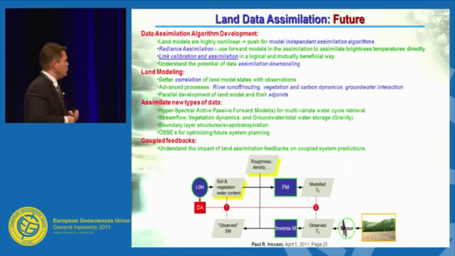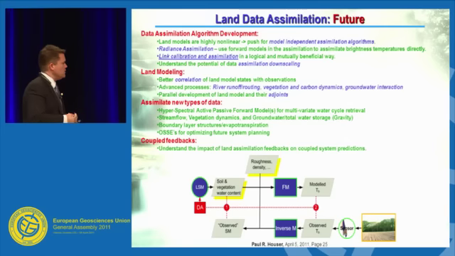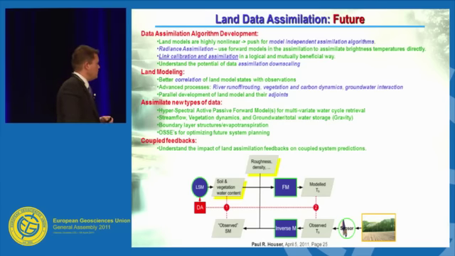We need states that look more like the observations. We need to assimilate new types of data. For instance, this water cycle mission that I talked about, or just basically stream flow, vegetation dynamics, gravity water change, or groundwater change through gravity, boundary layer structures, actually go up into the atmosphere and assimilate the boundary layer, of evapotranspiration, and of course, use OSSEs for optimizing future system planning with this whole thing. And then finally, understanding how the land surface interacts with the atmosphere through coupled feedbacks.